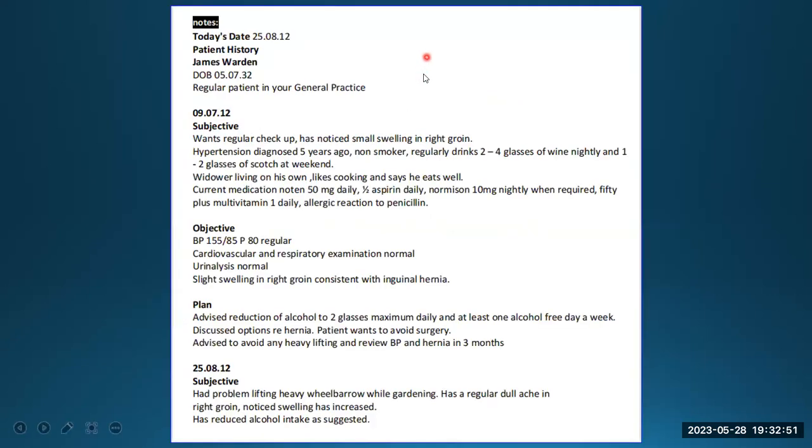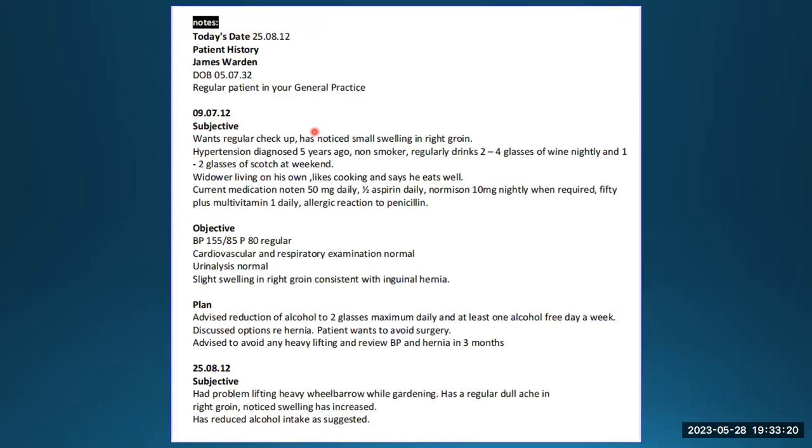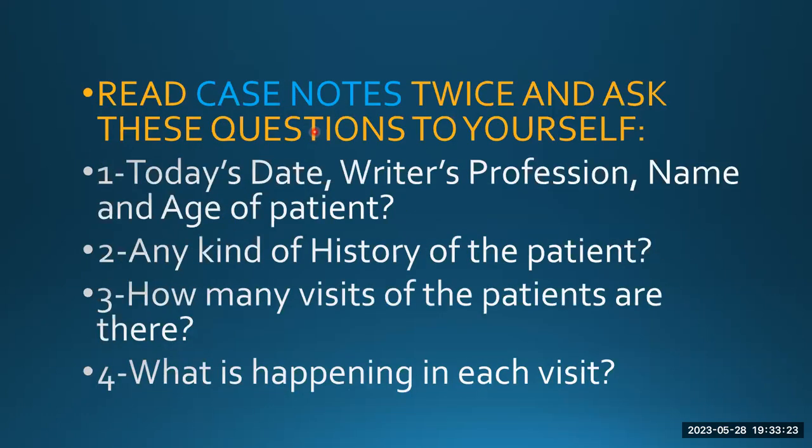So he lifted some heavy object and he also reduced alcohol consumption, but now his swelling has increased on the right side along with another swelling on the left side. Left groin is present now. Okay, my assessment is bilateral inguinal hernia. Things are not in line, and that's why his condition is getting worse. That's why I am referring him to a surgeon. Okay, so this is my understanding of the case.